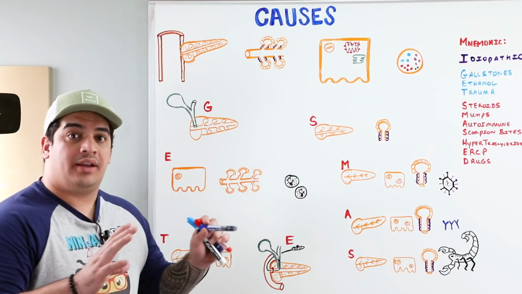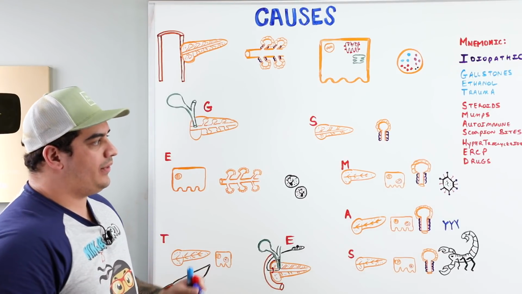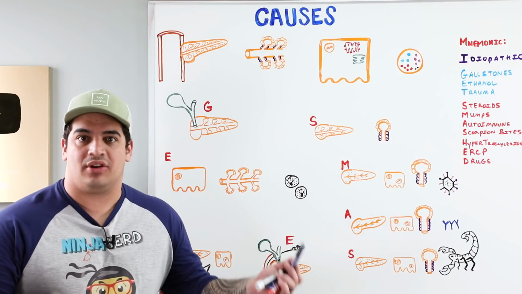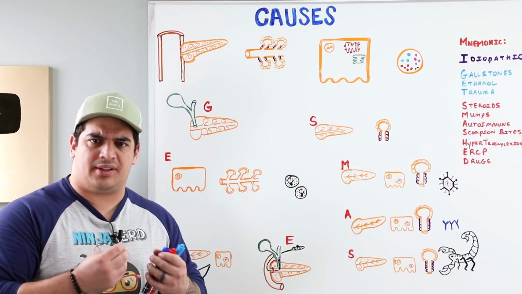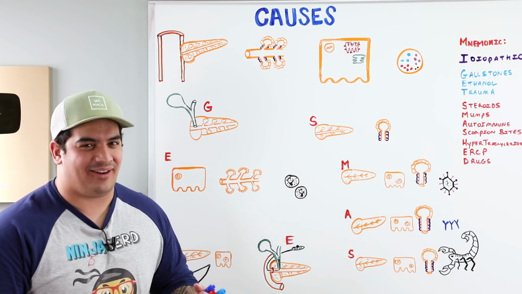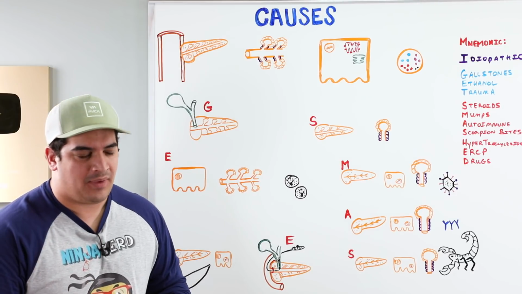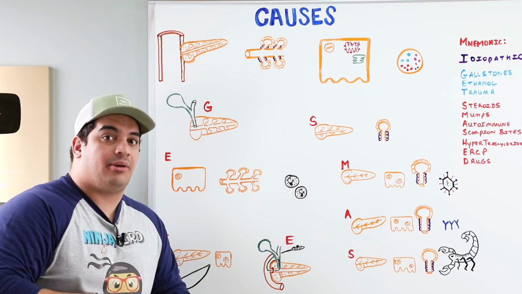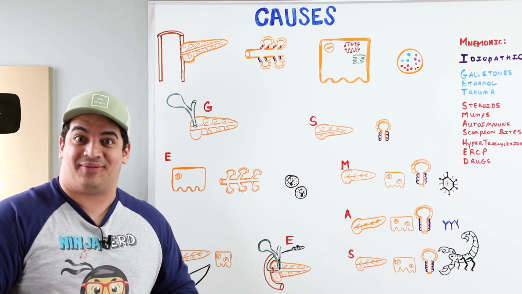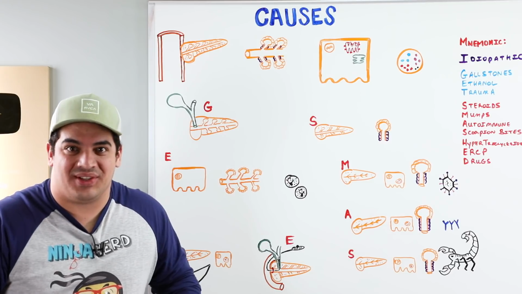All right, Ninja Nerds, so let's talk about pancreatitis. First off, acute pancreatitis is an inflammation of the pancreas. Now, we know that the pancreas is a very special type of heterocrine gland, right? So it's an endocrine gland and an exocrine gland. We're going to be focusing more on the exocrine portion, which is the secretory portion that makes different types of digestive juices, right?